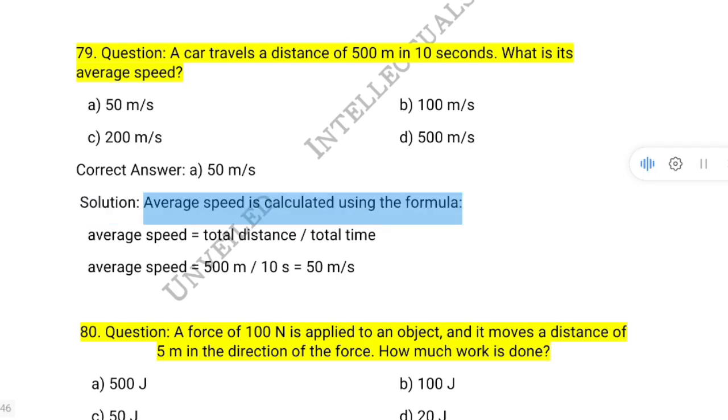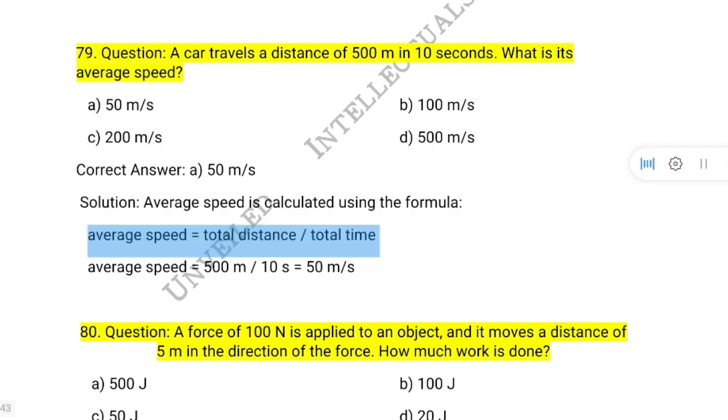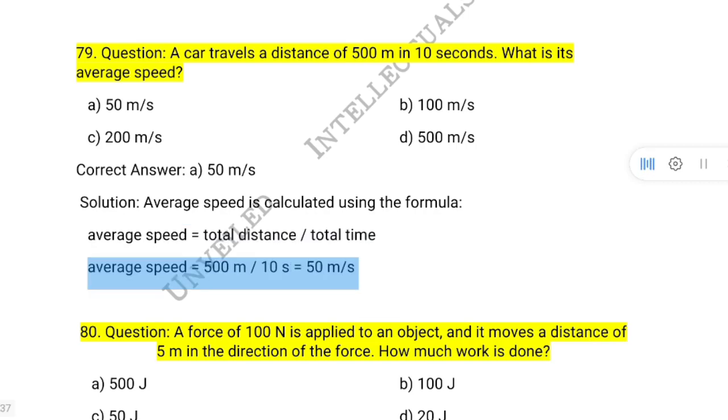Solution. Average speed is calculated using the formula: average speed equals total distance divided by total time. Average speed equals 500 meters divided by 10 seconds, which equals 50 meters per second.